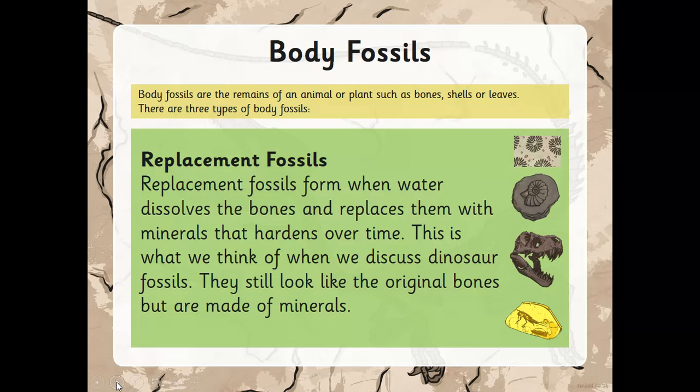Replacement fossils are formed when water dissolves the bones and replaces them with minerals that harden over time. This is what we think of when we discuss dinosaur fossils. They still look like the original bones, but are made of minerals.